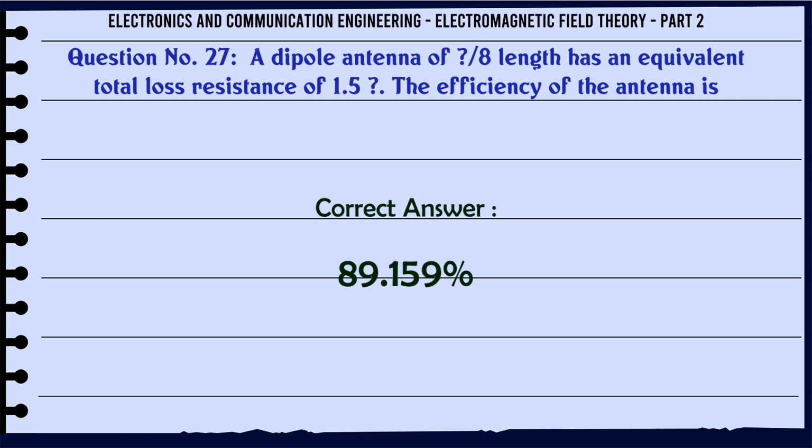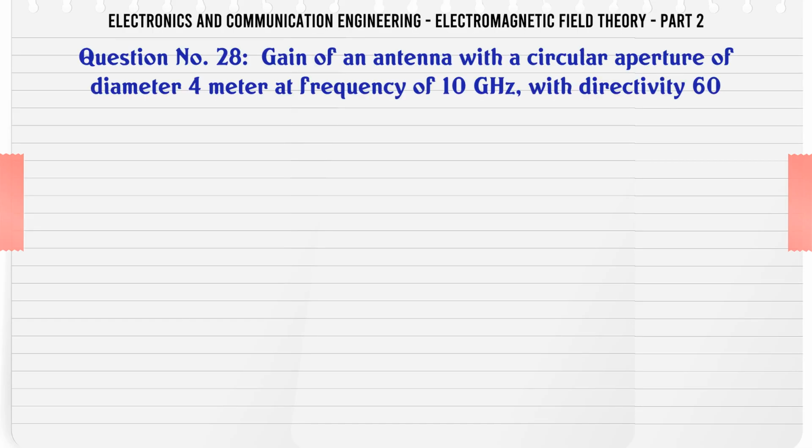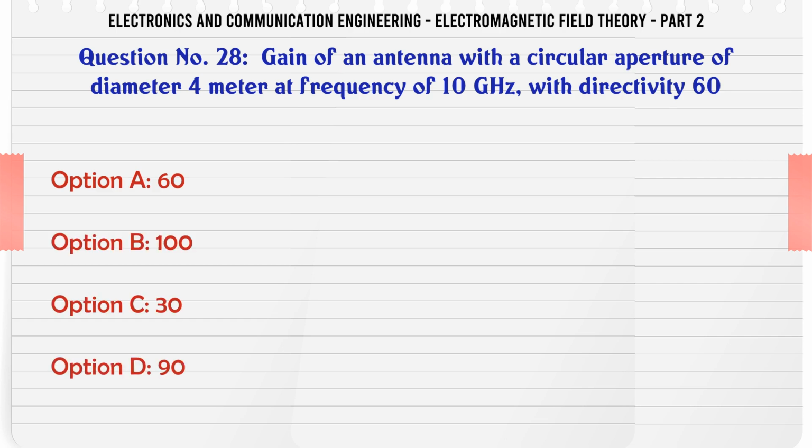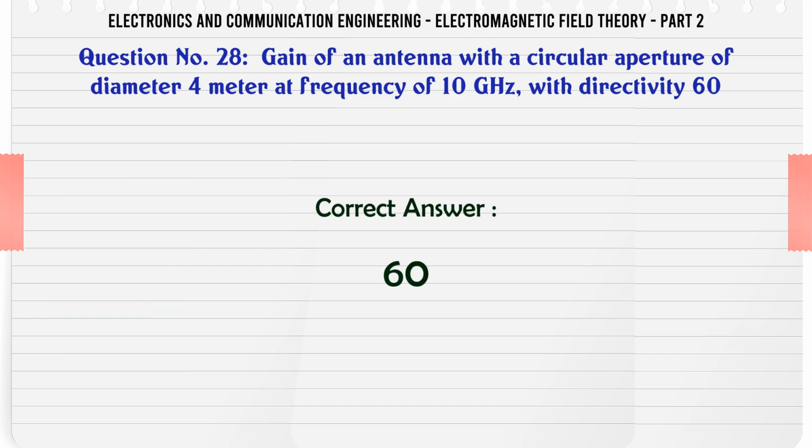89.159. Gain of an antenna with a circular aperture of diameter 4 meter at a frequency of 10 GHz with directivity 60: A 60, B 100, C 30, D 90. The correct answer is 60.